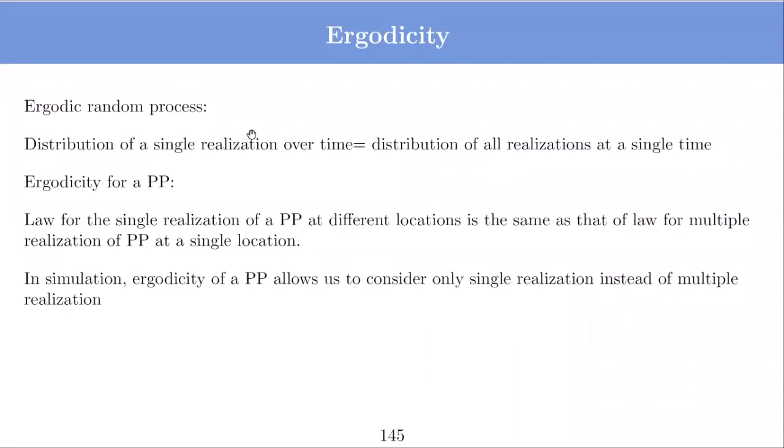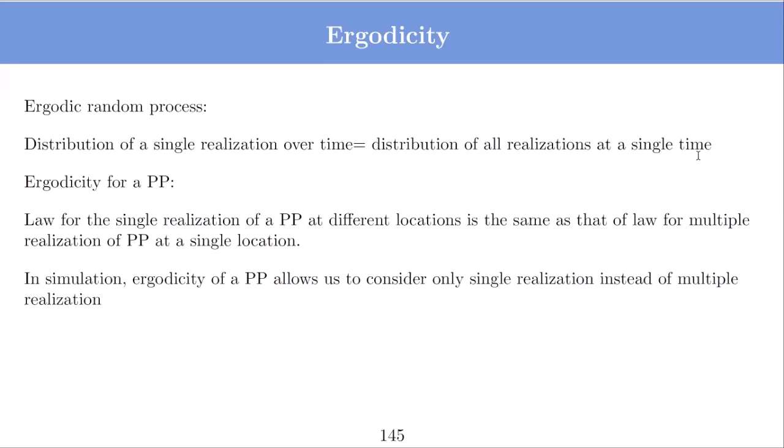Ergodicity, what is ergodicity? Remember, a random process is ergodic if the distribution of a single realization over time is the same as the distribution of all realizations at a single time. It means if I look at just one realization over time, it will have all the distribution which you can expect from different realizations if I just pick one single time. Similarly, ergodicity for a point process means that the law for a single realization of the point process at different locations is the same as the law of multiple realizations of the point process at a single location.